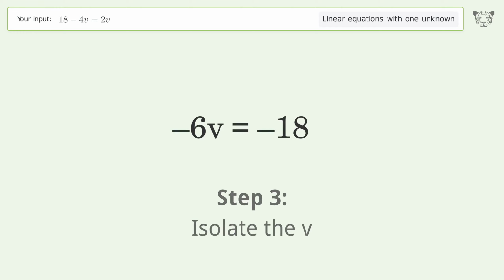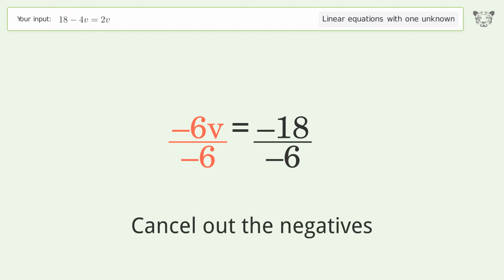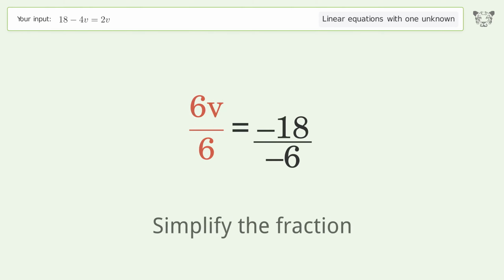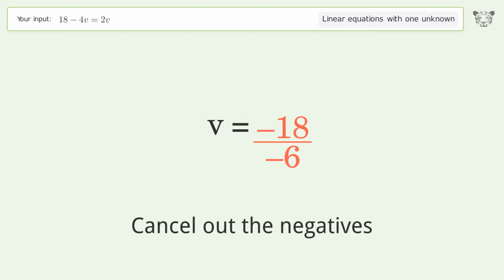Isolate the v. Divide both sides by -6. Cancel out the negatives. Simplify the fraction. Cancel out the negatives.